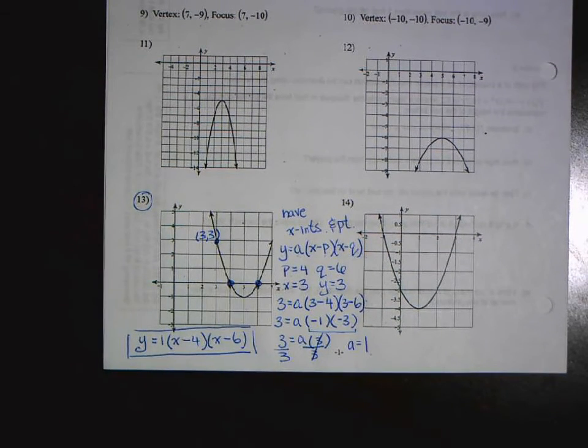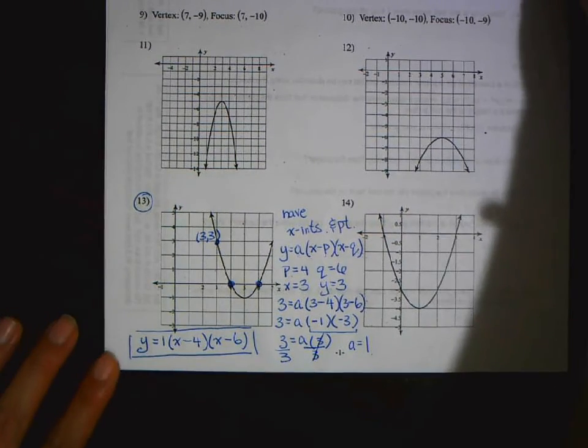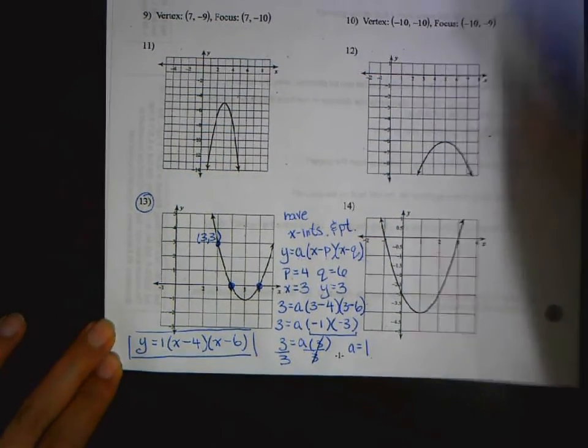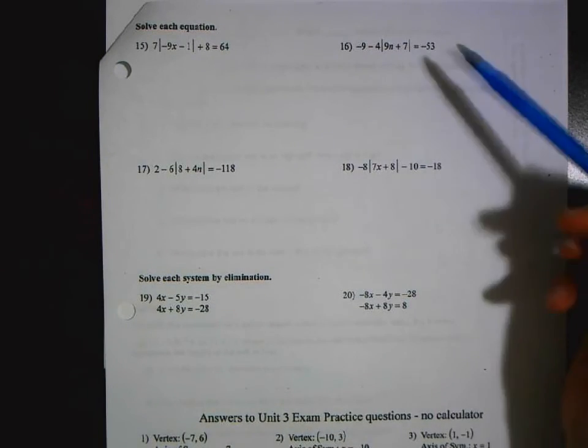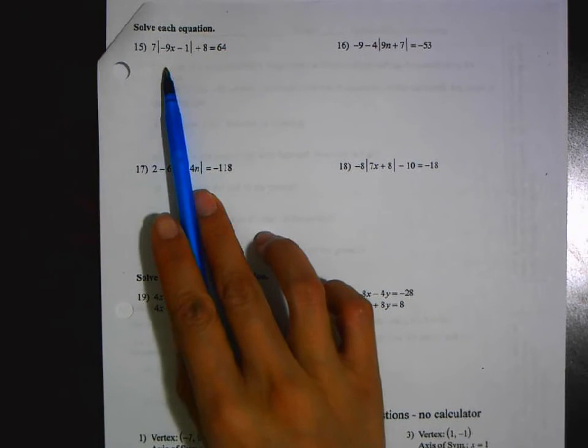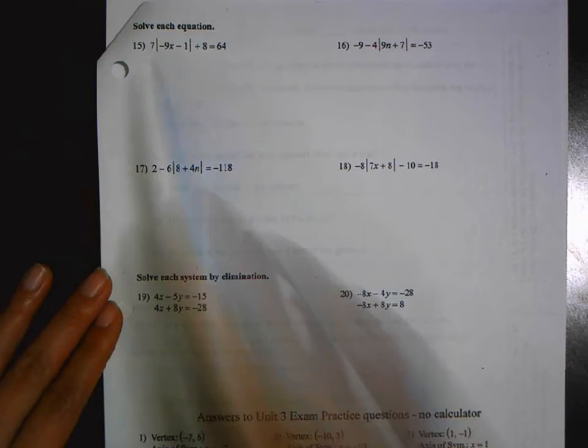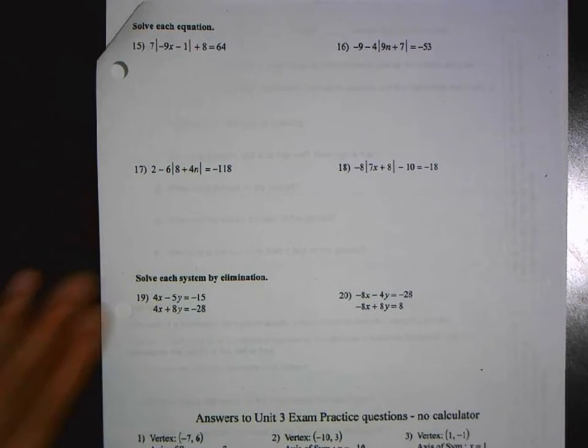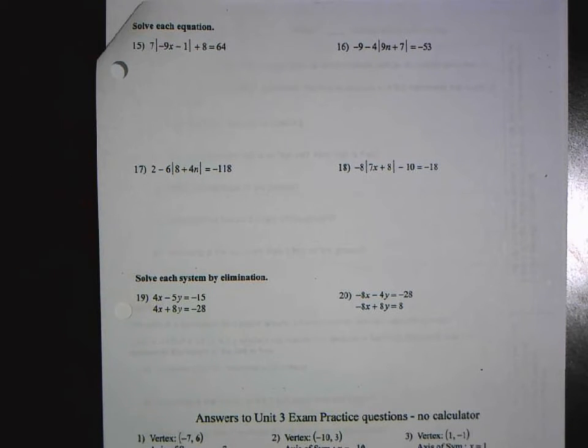All right, I got 2 more that I want to take a look at. On the back of this page, remember what we said, there was some solving absolute value equation review, and there's a system review. So let's take a look at number 15, solving absolute value equation, and then take a look at number 20, solving a system. And then that would be it for our no calculator review. All right, so let's take a look at number 15.